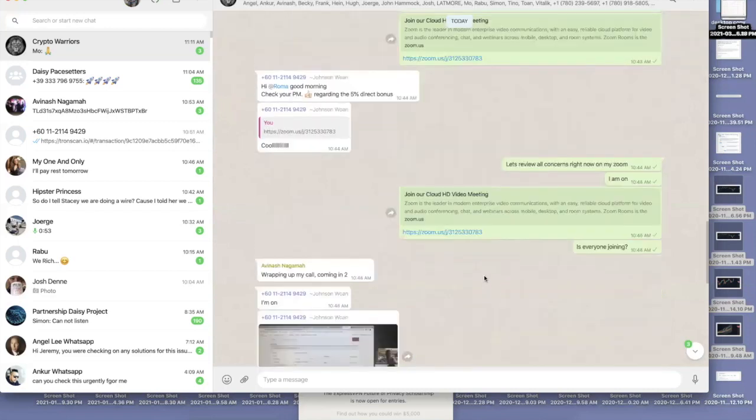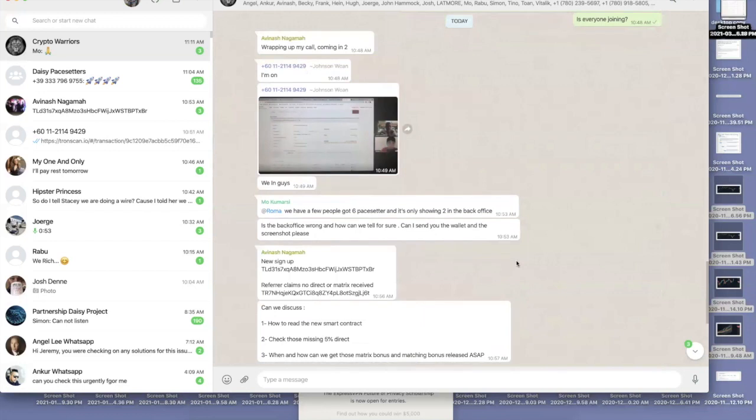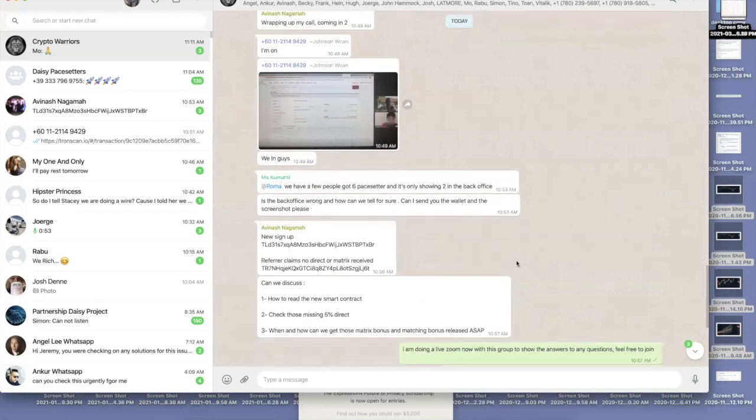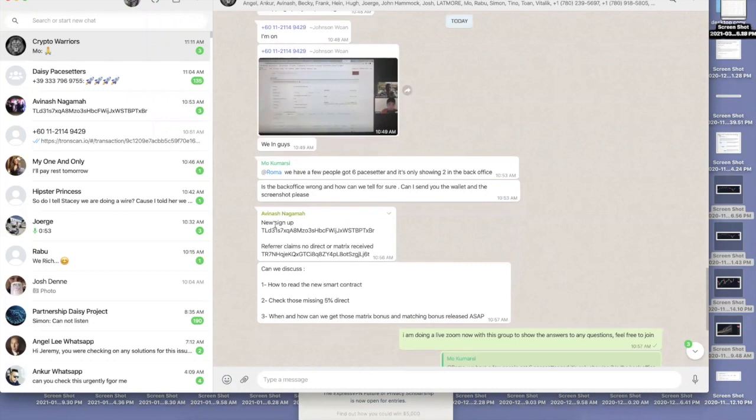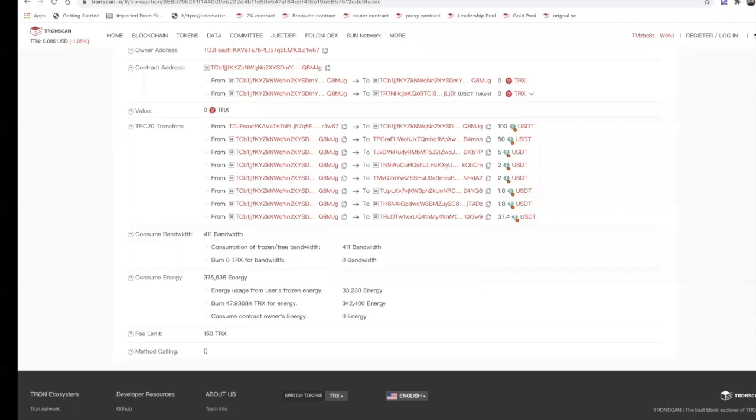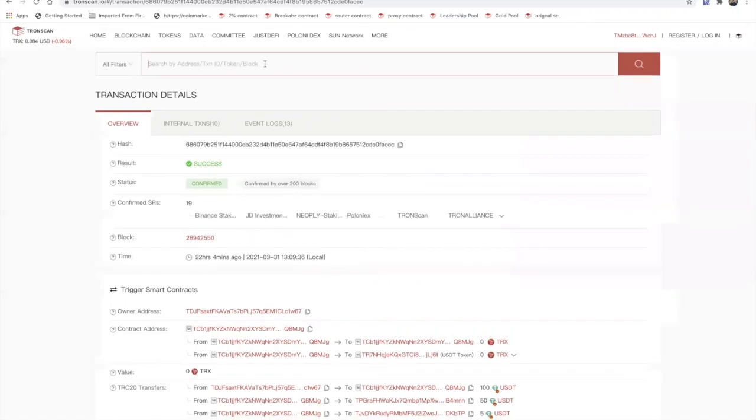Okay. All right, so let's see here. Jeremy, just to confirm, even when those matrix are not getting placed, that person is getting actually placed in the matrix though? Yeah, they're getting placed in the matrix and it pays out the referral bonus. Okay, got you. So let's look at yours, Avi. New sign up, referred claims, no direct or matrix received. So let's go here. Here's the new sign up. We're just going to go right to their wallet.